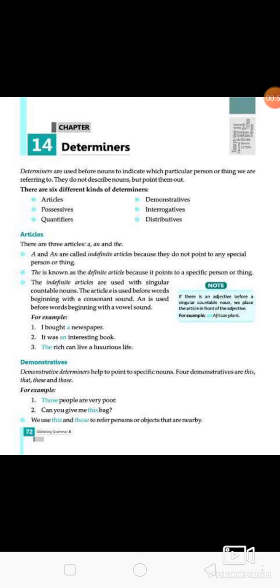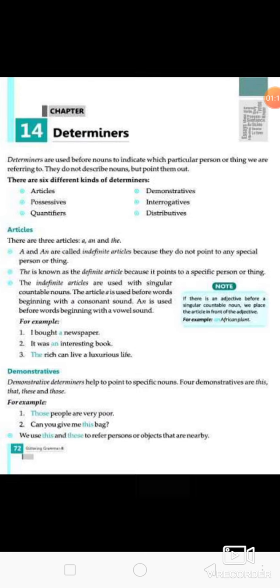There are three articles: a, an, the. A and an are called indefinite articles because they do not point to any special person or thing. The is known as the definite article because it points to a specific person or thing. The indefinite articles are used with singular countable nouns.